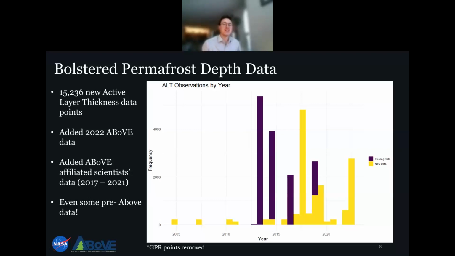So for visualization's sake, I removed those ground penetrating radar points. There's hundreds of thousands of them. But in this plot, you can see that in 2022, we added a significant number of observations. But there's also been a significant expansion in the data from earlier years and an extension in the temporal range of this data set back to 2005. And this is really a result of our efforts to reach out to affiliated scientists and partner projects that may not have been directly linked with the NASA project, but that were in the ABoVE study domain and were generous enough to have their data included here.